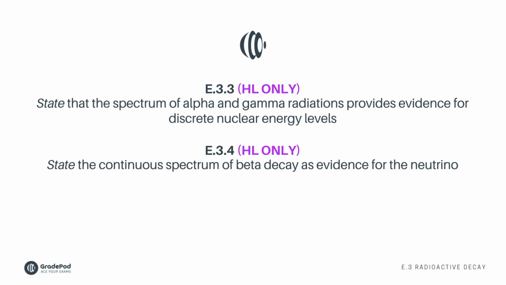We'll move on to some higher level material here that relates to alpha, beta and gamma radiation. What we found is that alpha and gamma radiations are discrete, whereas beta radiation is continuous. What does that mean? Well, let's find out.